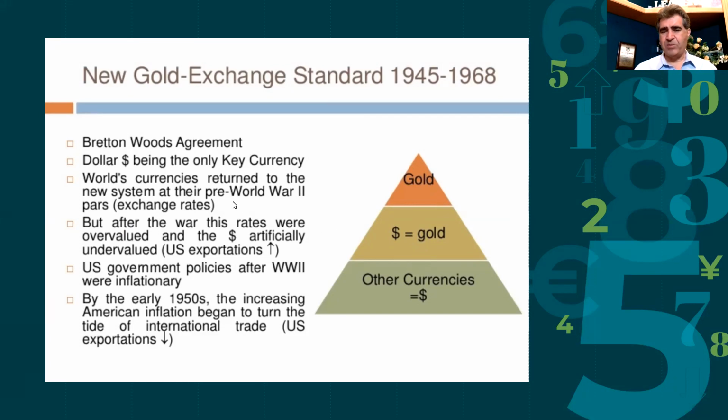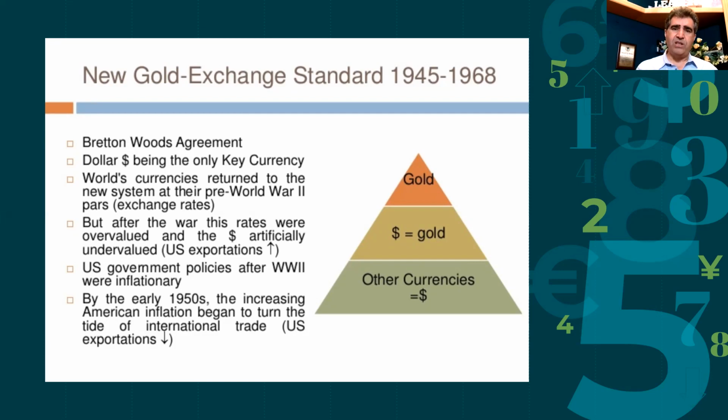Remember, we had World War II, and this is happening after that. So currencies actually returned to the new system at their pre-World War II rates. But after the war, these rates were kind of overvalued because of all that had happened, so the dollar artificially became undervalued.